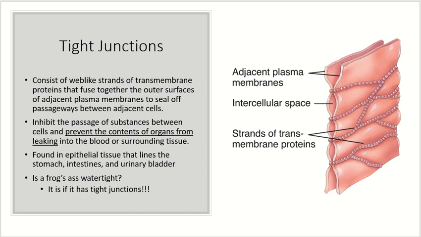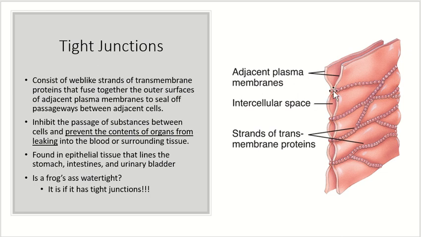So the first type of cell junction that we're going to look at is the tight junction. This is going to consist of these web-like strands that we see here, these transmembrane proteins. These are proteins that span all the way across that cell membrane. These transmembrane proteins are then going to fuse together the outer surfaces of the adjacent cell plasma membranes.